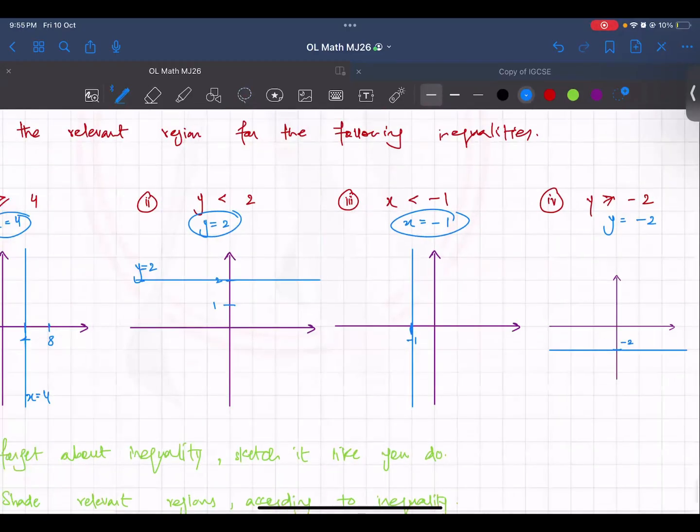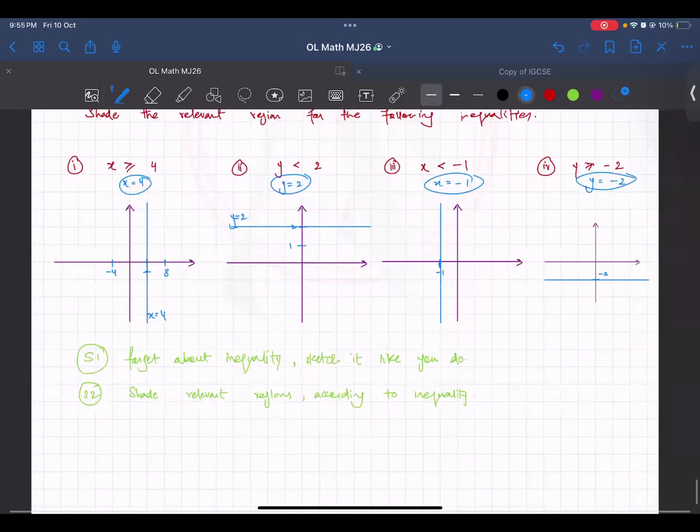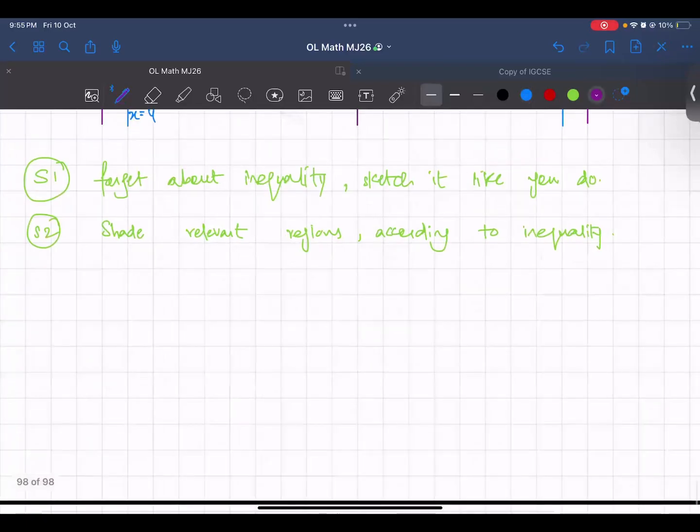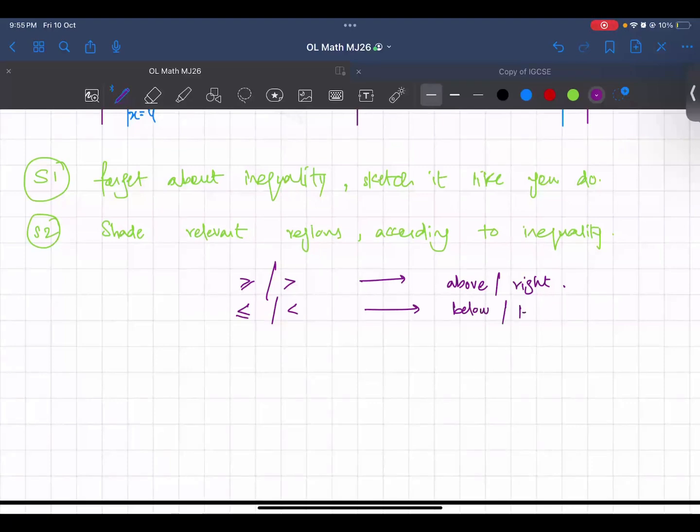So you forgot about the inequalities and you just plot them for the first step. And then according to the inequality, you will shade the relevant region. And how? If your inequality is greater than equal to or greater than, you shade the part which is upwards or above or to the right side. And if it is less than equal to or less than, you shade the part which is below your line or to the left side.